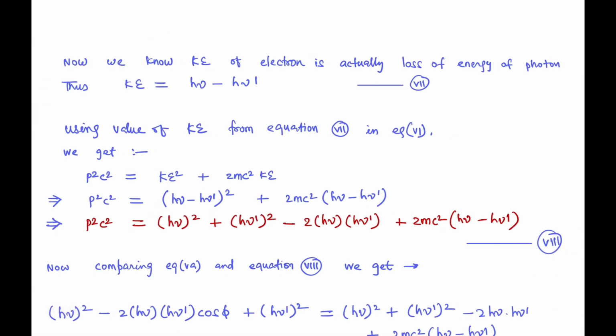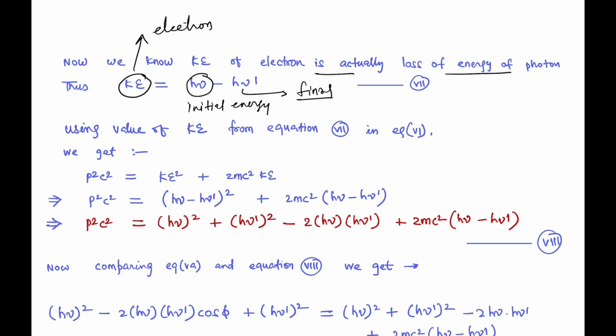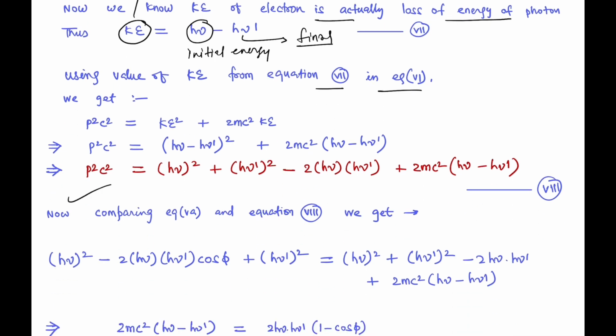Now we know that kinetic energy is actually the loss of energy of the photon, so we could simply relate that. The initial energy of the photon is h nu, and h nu prime is the final energy. So this is the loss of energy in the photon, and the same is going to be the kinetic energy of the electron. This is pretty simple from the energy conservation law. So using the value of kinetic energy from equation 7 into equation 6, we could simply get this expression.